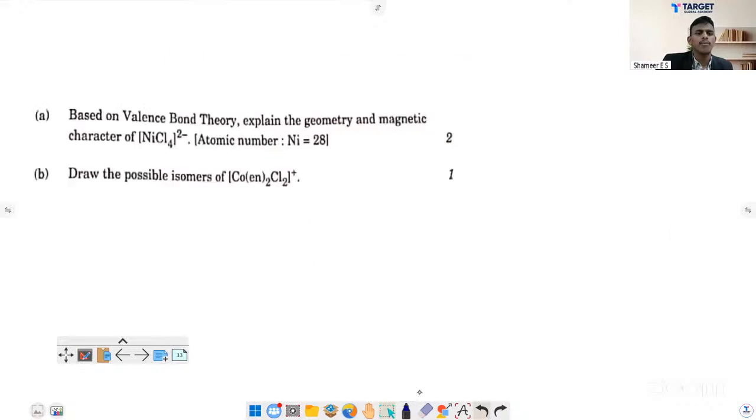Using valence bond theory, the magnetic character of NiCl4 2 minus: you get nickel 2 plus, 3d8, no pairing, unpaired electrons are present. So you will get sp3 hybridization, tetrahedral, with paramagnetic behavior because unpaired electrons are present.